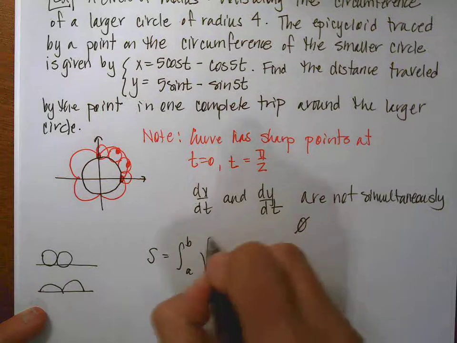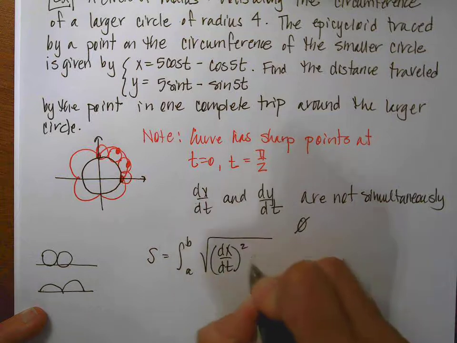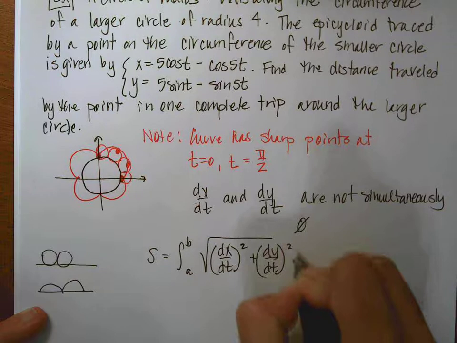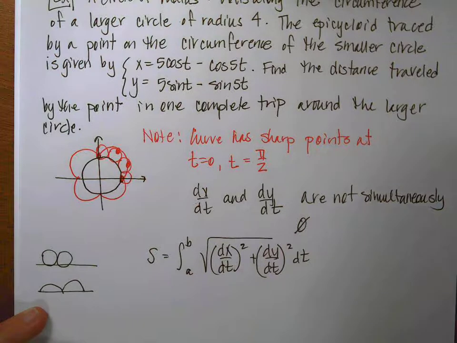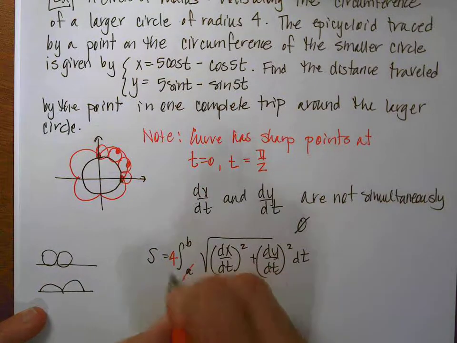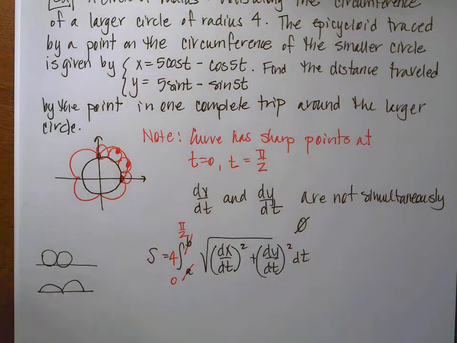So we're going to take our arc length formula, and remember it's the integral from a to b of the square root of (dx over dt) squared plus (dy over dt) squared, dt. And since this has 4 iterations, I'm going to put a 4 here, and I'm going to integrate from 0 to pi over 2.